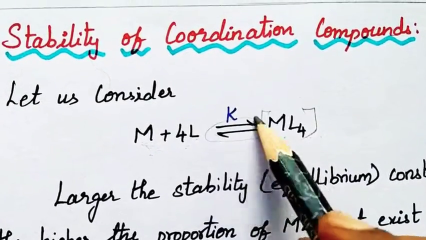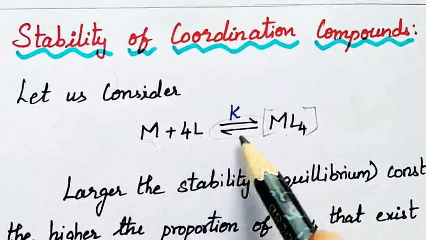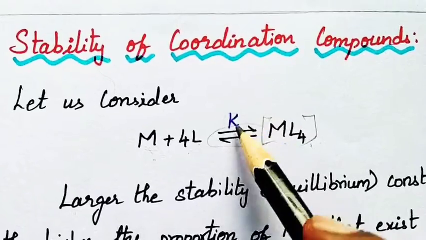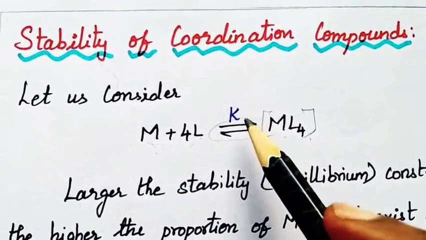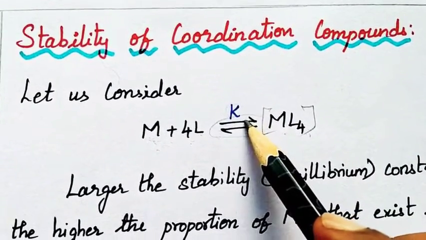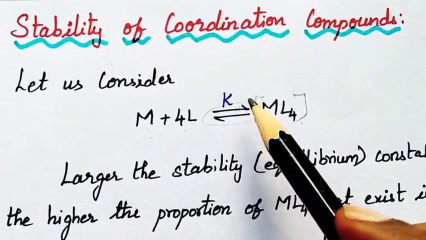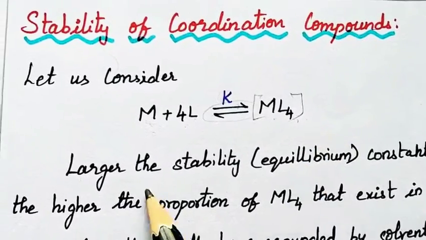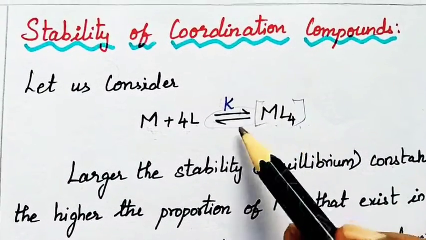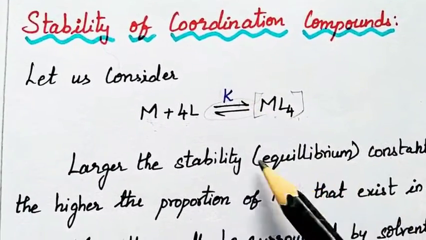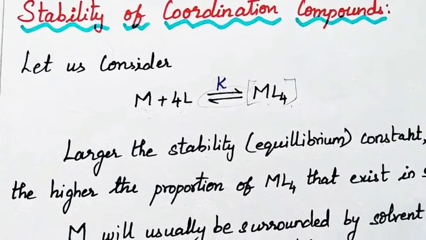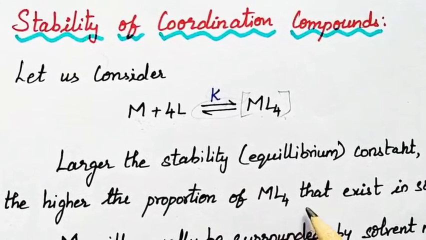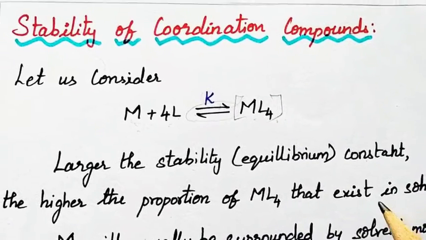Here an equilibrium is established between these two species and the complex, and this equilibrium constant is represented as K. This is called the equilibrium constant or stability constant, the stability of formation. The larger the stability constant, the higher the proportion of the metal-ligand complex that exists in the solution state.